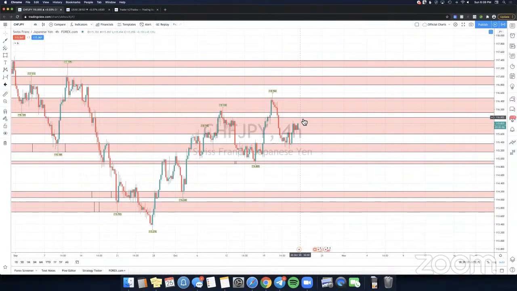But this upper zone right here is going to be 116.002, and this lower zone down here is going to be 115.594.